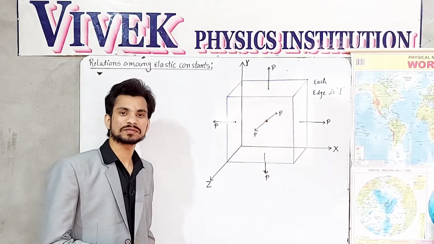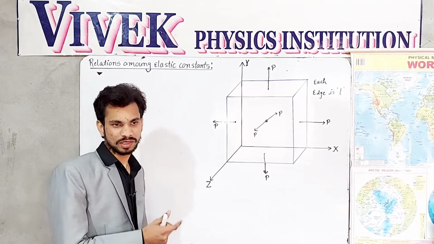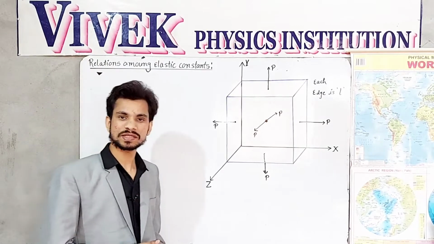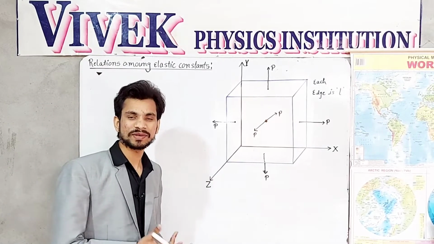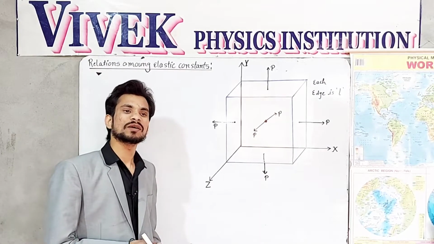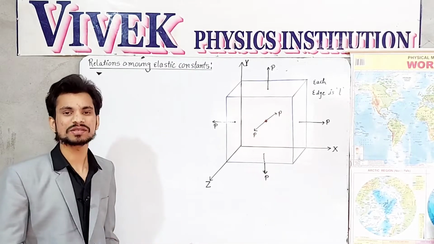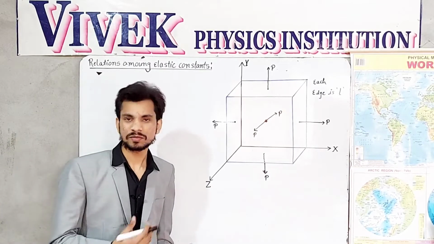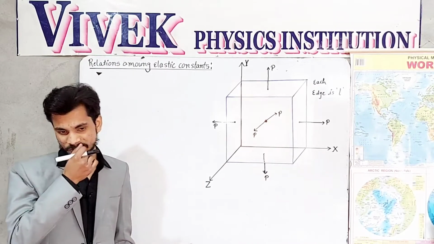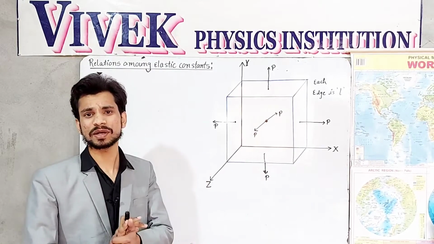Out of them, one was Young's modulus of elasticity, for bodies which undergo length extension or compression. The second was the bulk modulus of elasticity, for bodies which undergo volumetric strains when a normal stress is exerted. Another constant was the shear modulus of elasticity, eta, and the last one was the Poisson ratio, sigma. That was the first part of the mechanical properties of solids, and this is the second part of the same series.